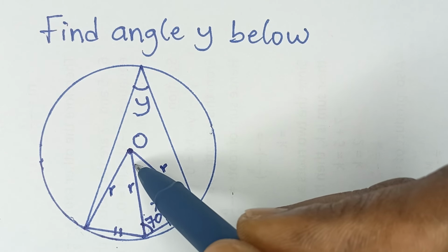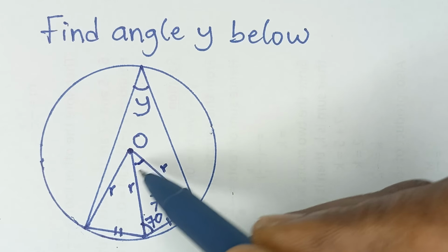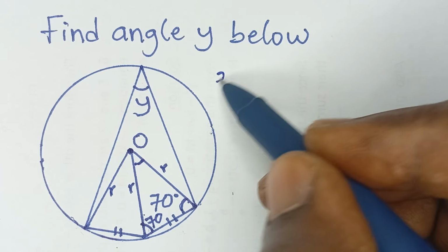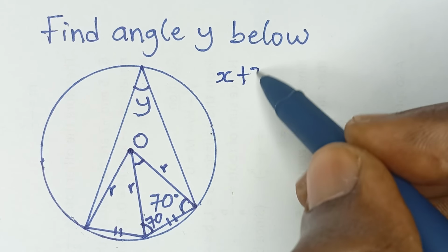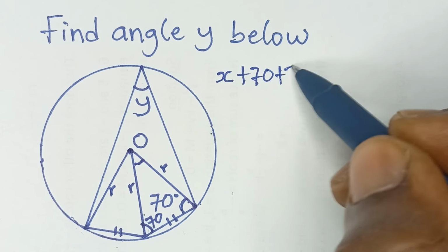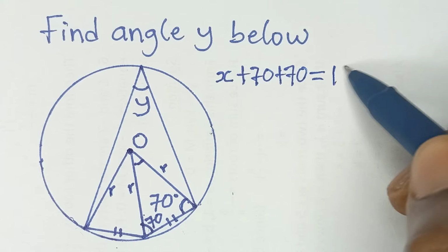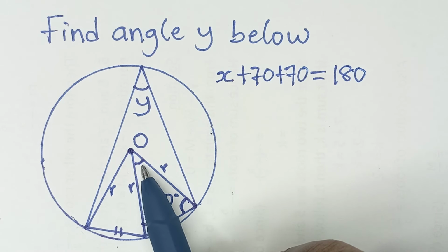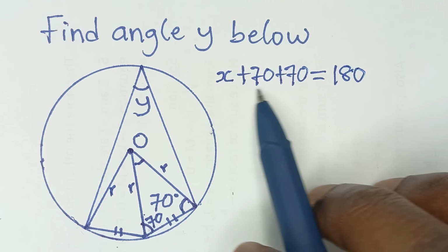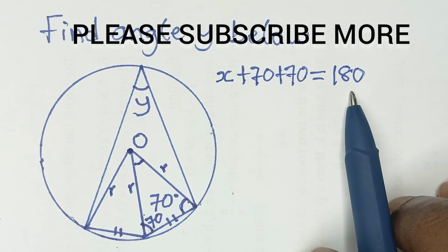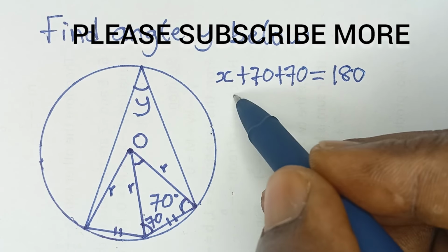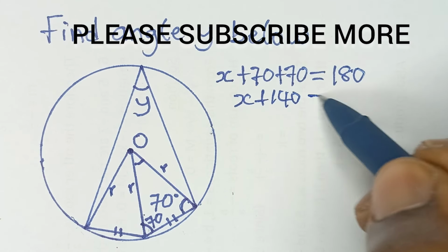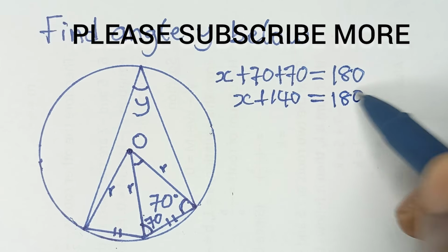So let's assume that this top part now is x. This angle here is x. So in a triangle, the sum of the three angles add up to 180. So this 70 plus angle x, we are taking this place as x, all add up to 180 as I've written down here. So x plus 140, 70 plus 70 is 140, is equal to 180.